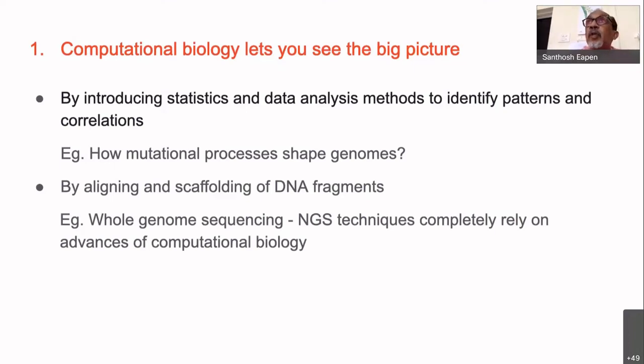These computational biology tools are essential to see the big picture of life. Otherwise, the reductionist approach may not help us in understanding life, as I mentioned earlier. We need to see the big picture of life in totality. Only then can we arrive at meaningful solutions for any problem.